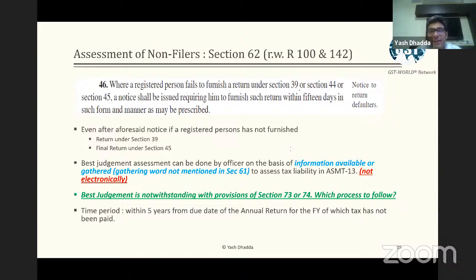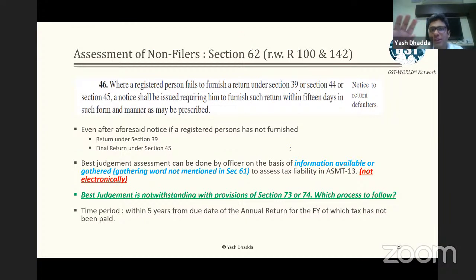Now, generally, in best judgment assessment, all of us understand, again, from the income tax experience and from old VAT experience, that it is done on the estimates. But there are a lot of judgments, again, from the Supreme Court only, which say that the estimate has to be reasonable and it should be based on some prudent and some previous experience or some background of the business. But having said that, that is the judicial precedence.